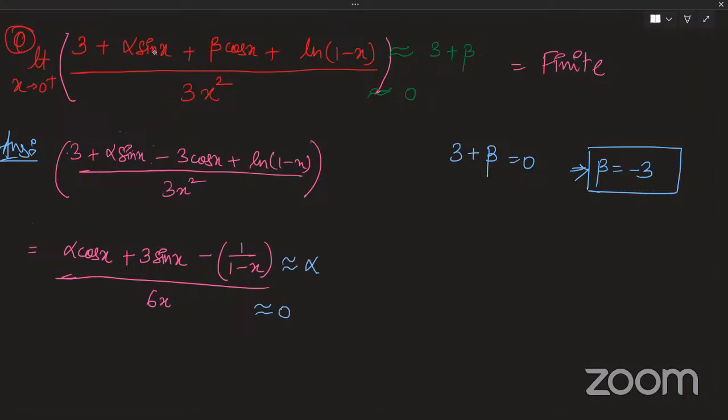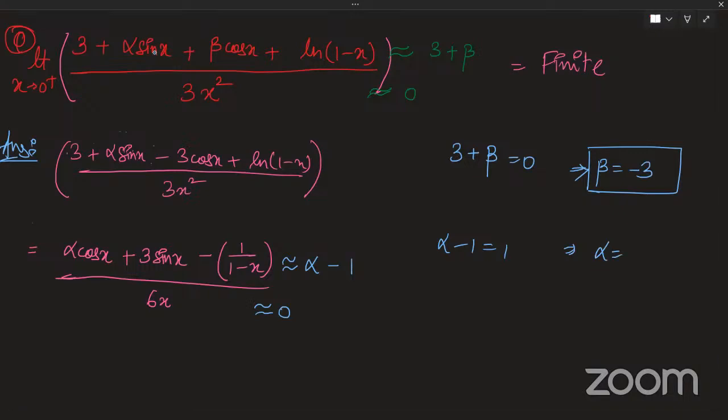Alpha plus 0 minus 1. Do you all agree? Is this calculation correct? Yes. So now again, alpha is equal to, what should be the value of alpha minus 1? If this has to be a finite value, 0. So what is the value of alpha?